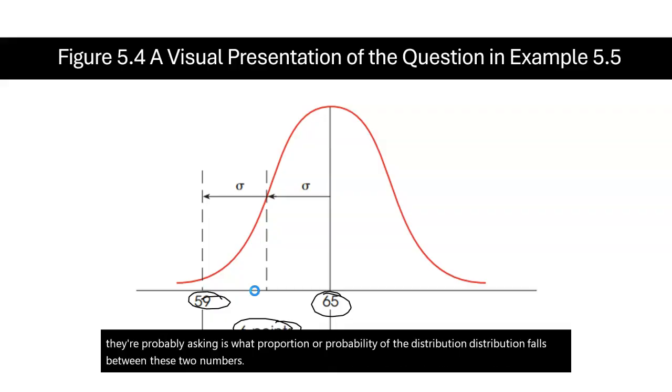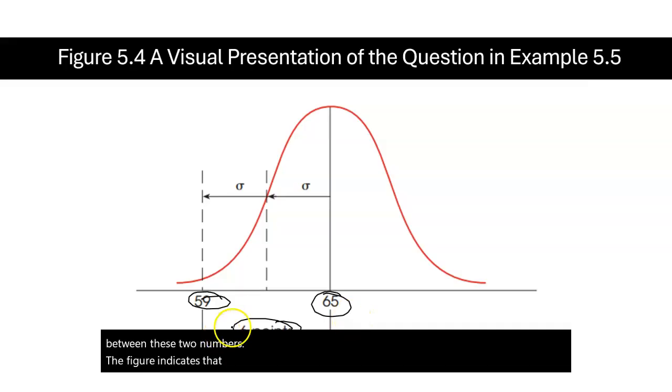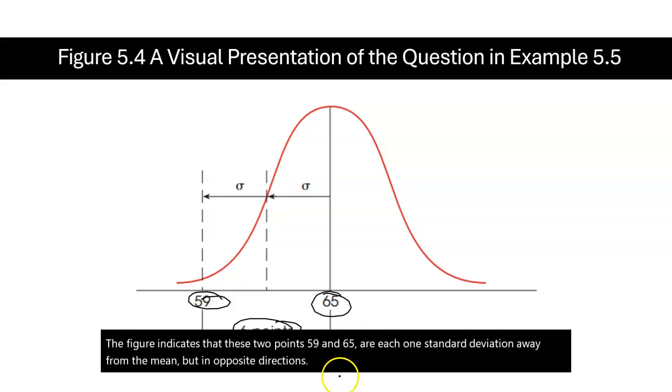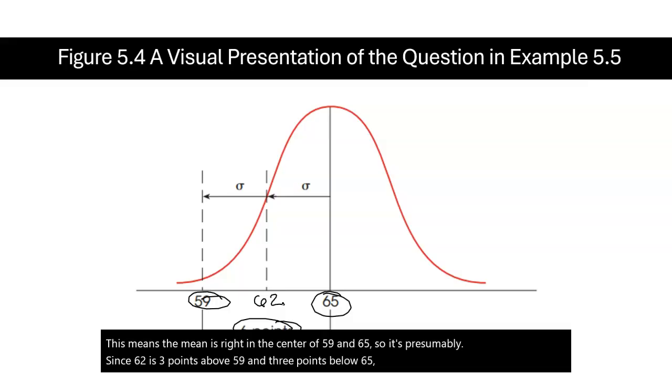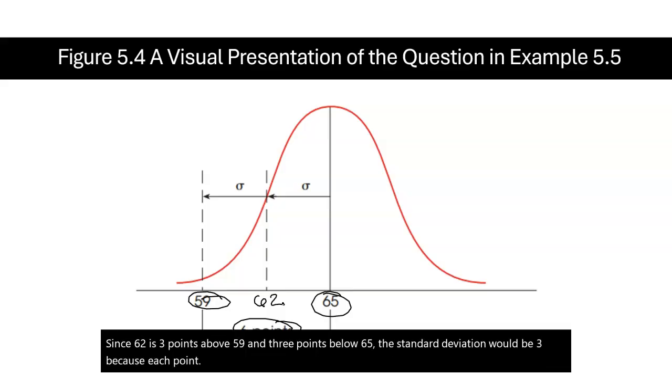The figure indicates that these 2 points, 59 and 65, are each 1 standard deviation away from the mean, but in opposite directions. This means the mean is right in the center of 59 and 65. So it's presumably 62, since 62 is 3 points above 59 and 3 points below 65. The standard deviation would be 3 because each point is 3 units from the mean.